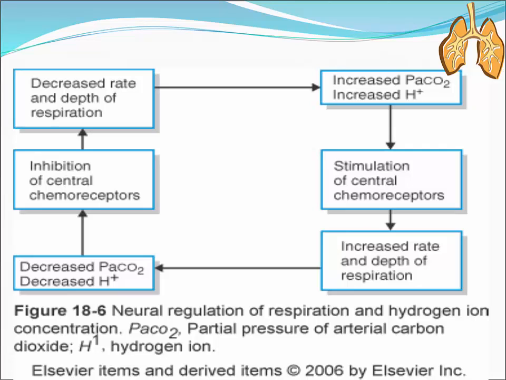we would be increasing the carbon dioxide, or partial pressure of carbon dioxide, in our blood, which, as you know, is directly related to hydrogen ions increasing. Because of that, the chemoreceptors in our brain are stimulated and our respiration rate and depth is increased. That in turn will cause a decrease in the partial pressure of carbon dioxide and, of course, a decrease in the hydrogen ion concentration. That would inhibit the chemoreceptors, which would cause a decrease in rate and depth of respiration. So there is a feedback loop there.